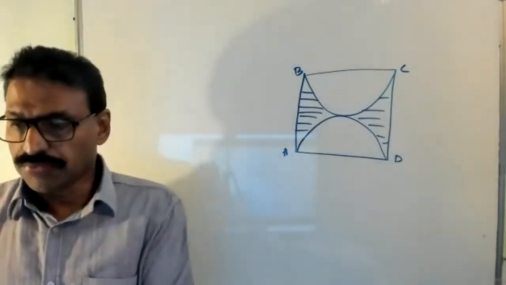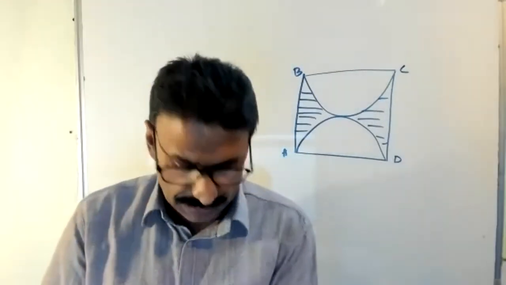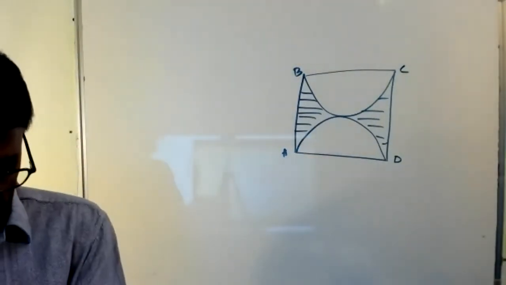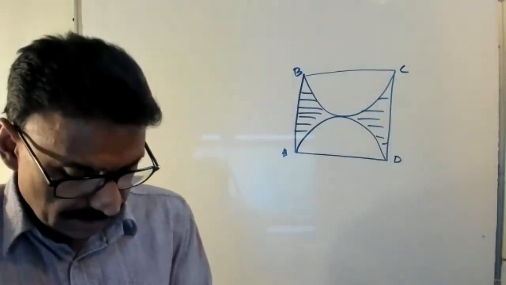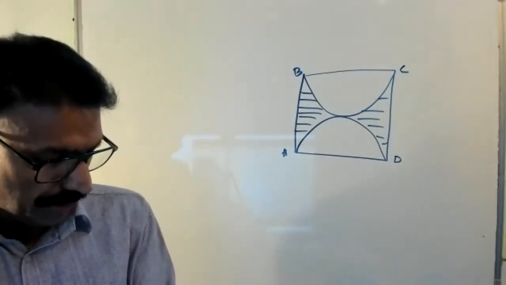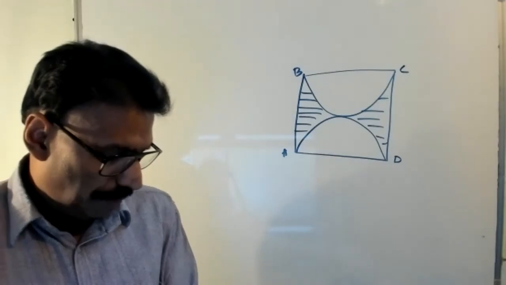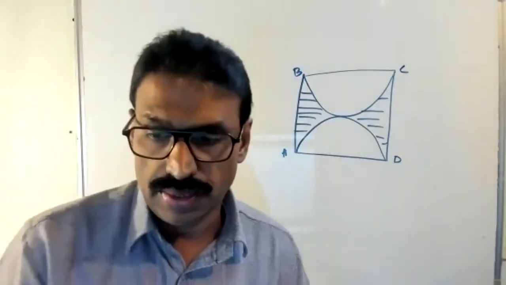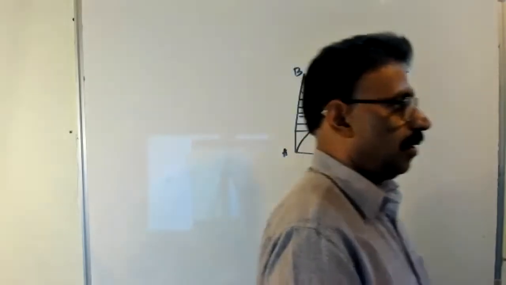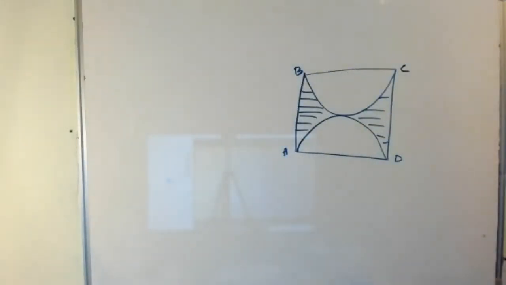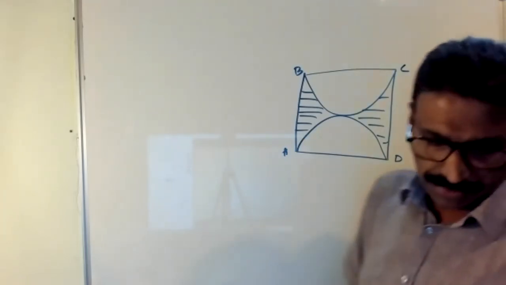Question again. Find the area of the shaded region. If ABCD is a square of side 14 centimeter, and APD and BPC are semicircles. Okay, try now.